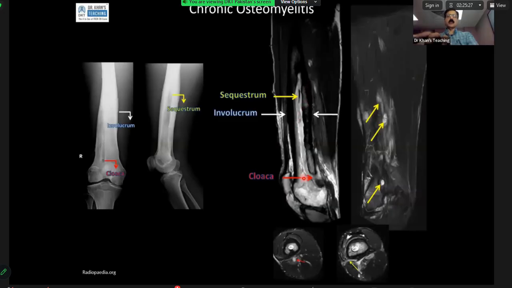Same findings on MR. Please remember that sequestrum will be low signal on all sequences because it is sclerotic. And look here, there is a breach here, and from that breach, infection is going out. So this is the cloaca.